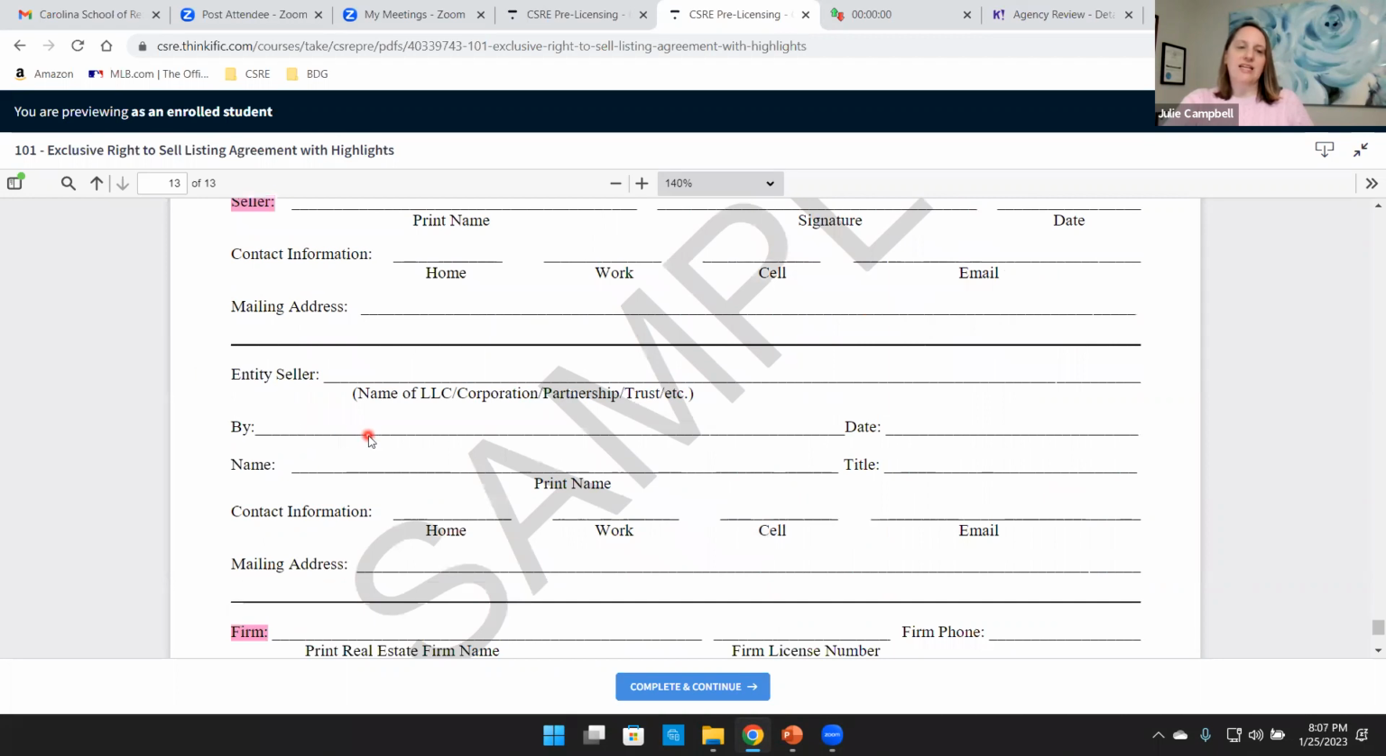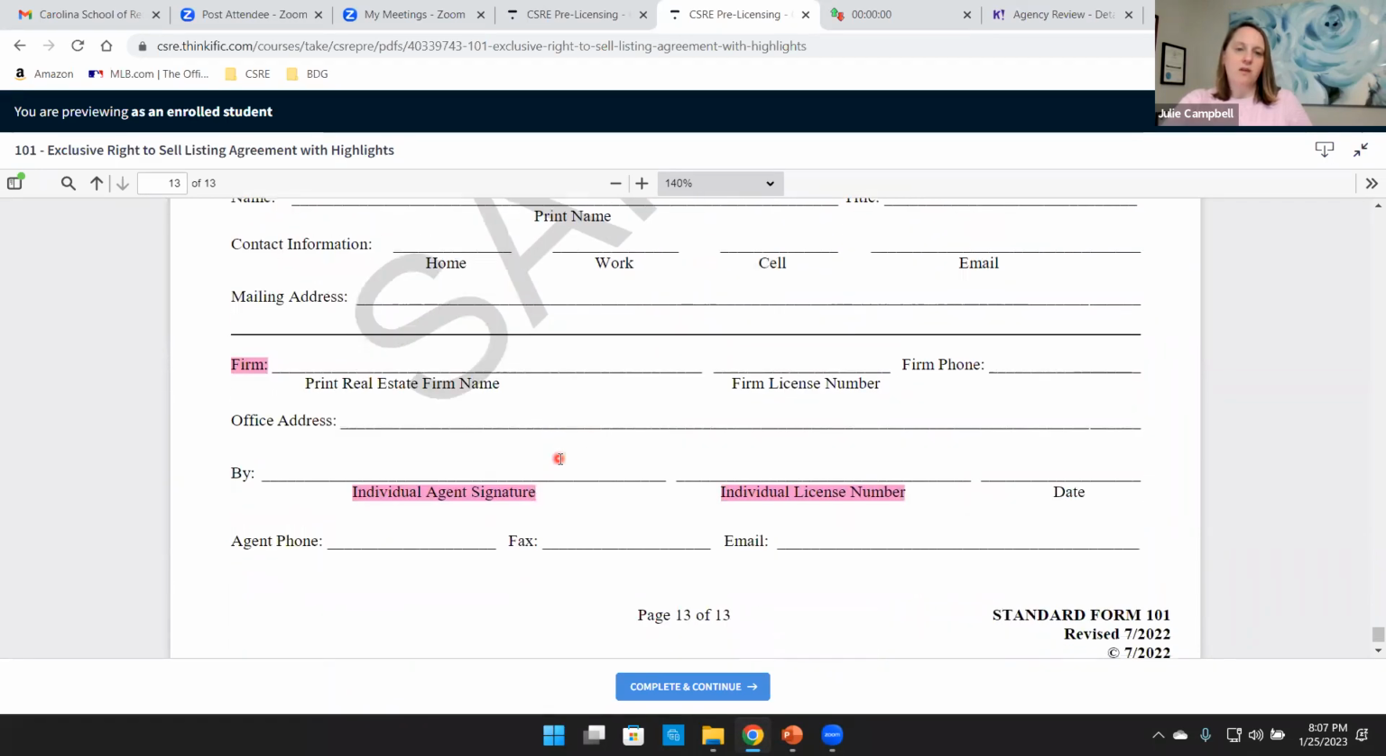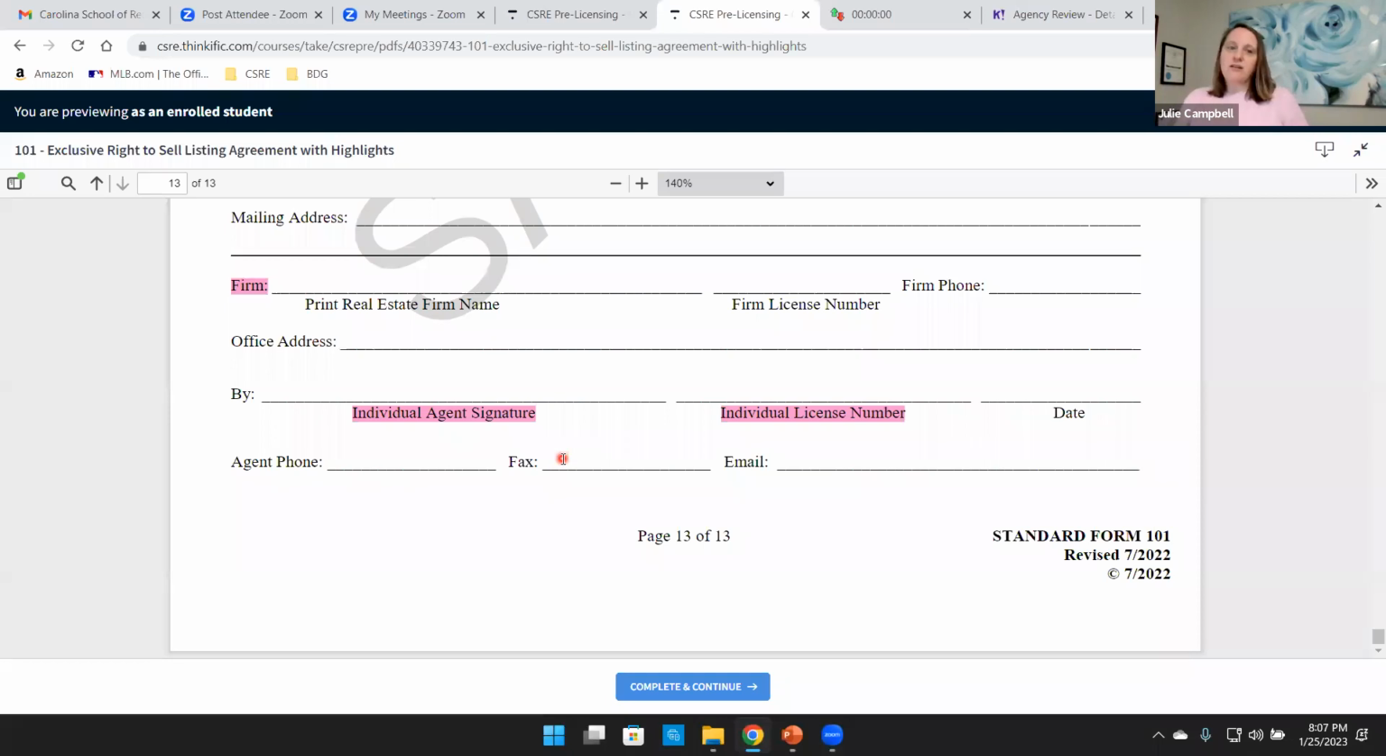Your seller might be an entity seller. Is it a business or a corporation? So we have that place here for them. And then we're going to list the firm: print the real estate firm name, firm license number and phone, the office address. But it's actually going to be signed by the individual agent with their license number and then their contact information.